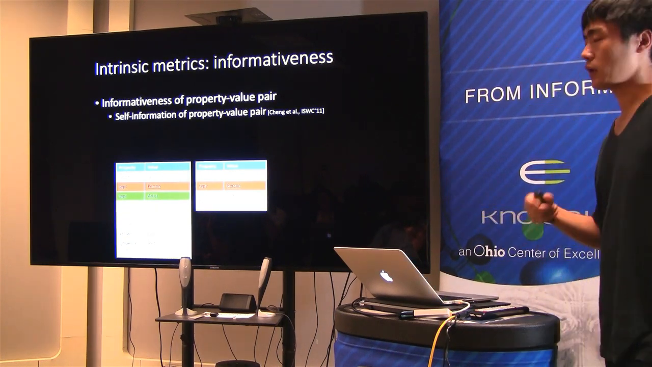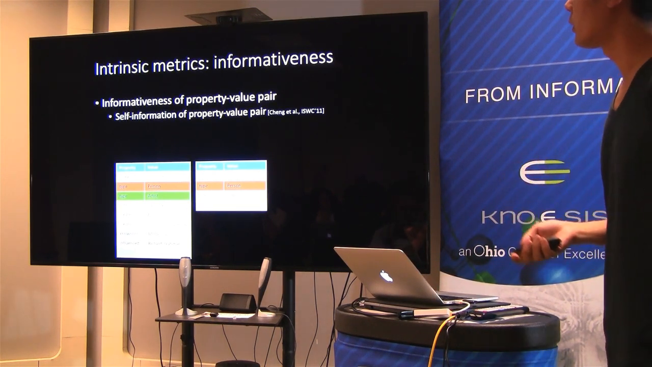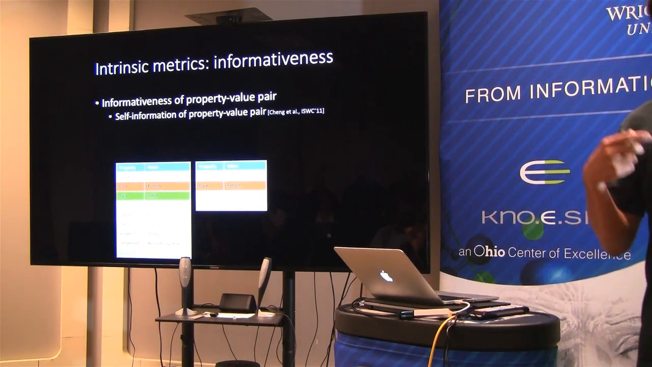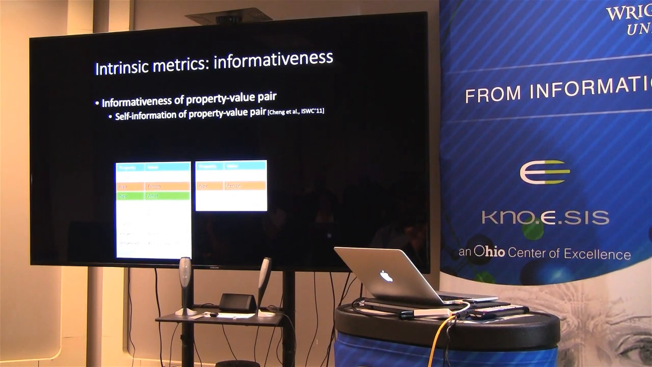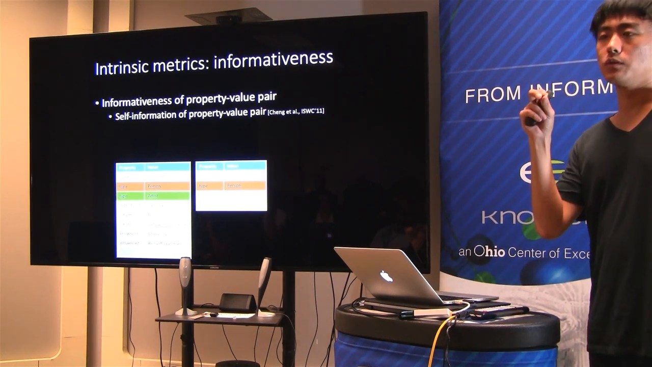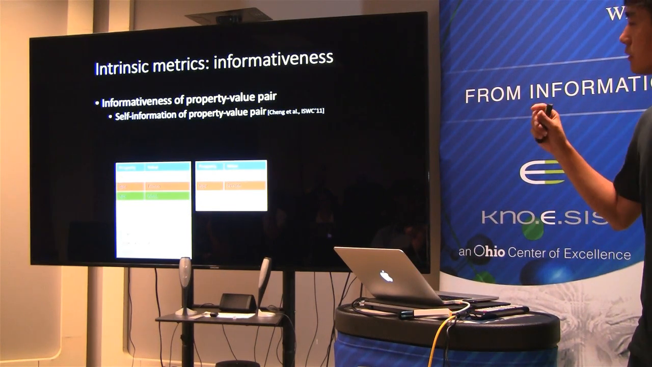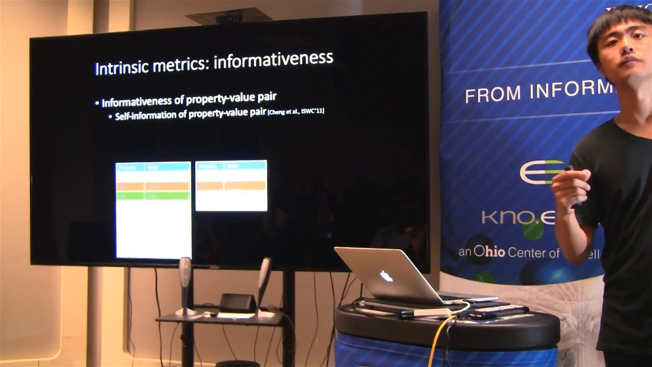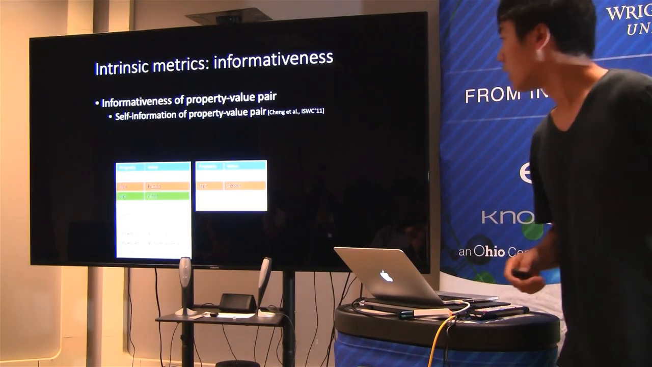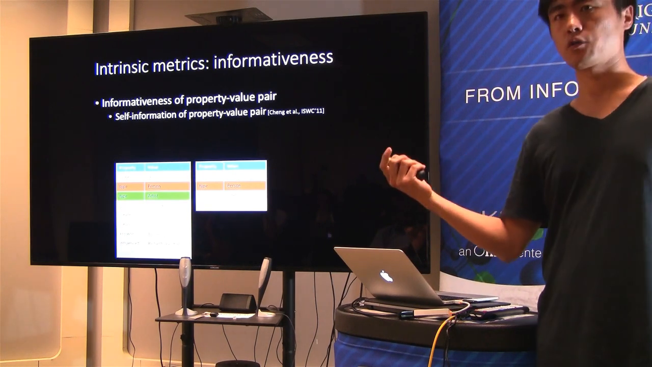So the problem is how can we measure the amount of information that is carried by a property value pair? We can borrow some ideas from information theory. We can measure the self-information of a property value pair. That is, the basic idea is that if a property value pair has been used frequently to describe some entities in the dataset, then this property value pair carries very little information. That's a basic idea. So some rarely seen property value pairs are believed to be more informative, and they will be given priority in summarization.